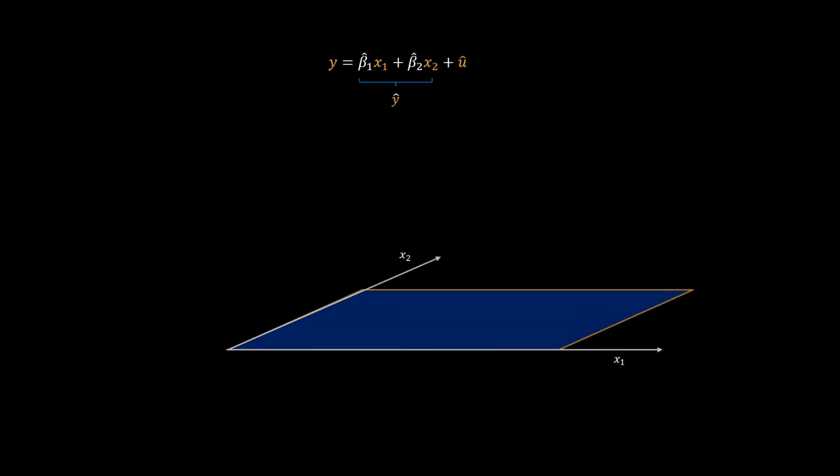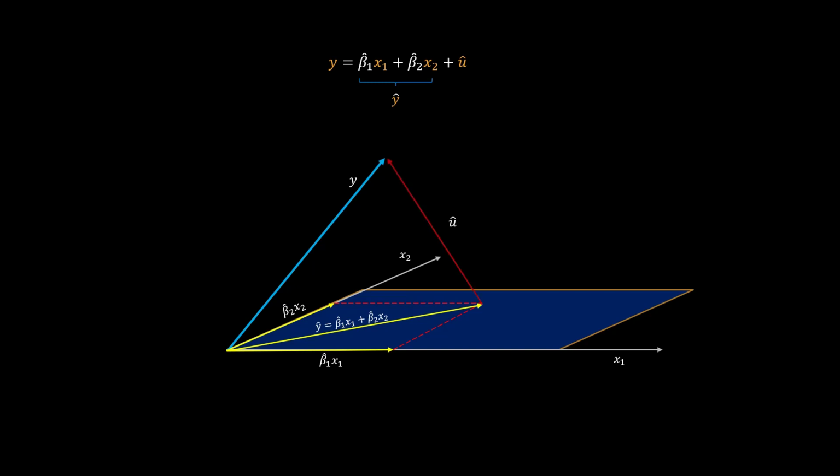2 vectors x1 and x2 define a plane, which is the span of these 2 vectors. Beta 1 hat times x1 and beta 2 hat times x2 is a linear combination of x1 and x2, and therefore will lie on the span of these 2 vectors. Whatever is needed to add to this vector to match y is our residual vector u hat. Obviously, when we learn different estimates for beta, y hat and u hat will change.